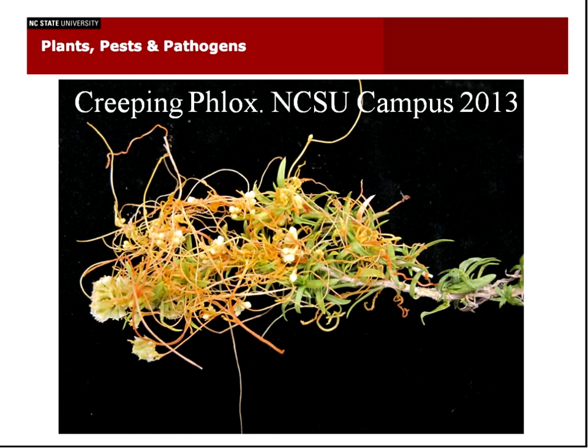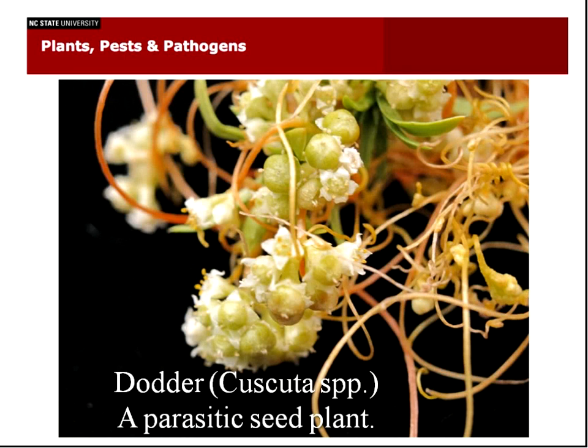It's creeping phlox. And we'll notice that there are a lot of thin, spaghetti-like, angel hair orange strands wrapped up in this. And what it turns out to be is actually dodder. Notice the flowers and the seed capsules. This is a parasitic flowering plant that derives its nutrition, since it doesn't have chlorophyll, from the plant that it is growing on.